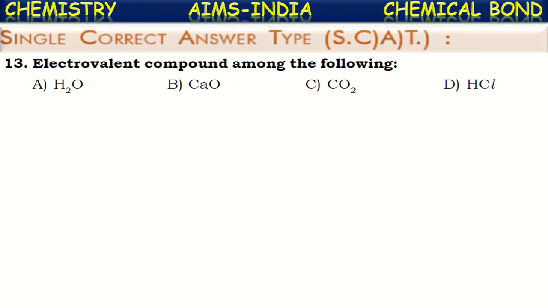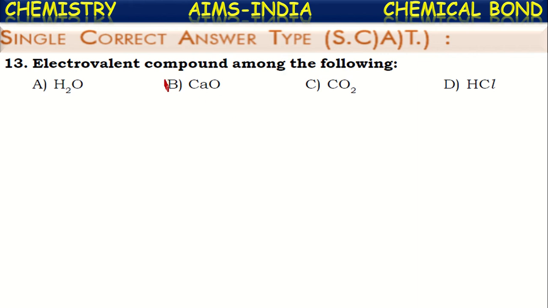See the first one. Electrovalent compound among the following. What is meant by electrovalent compound? It is also called an ionic compound. Generally, ionic compounds will be formed between electropositive metal atoms and electronegative non-metal atoms. See, in which this combination is present.